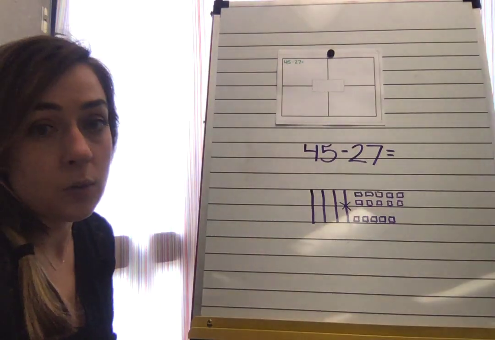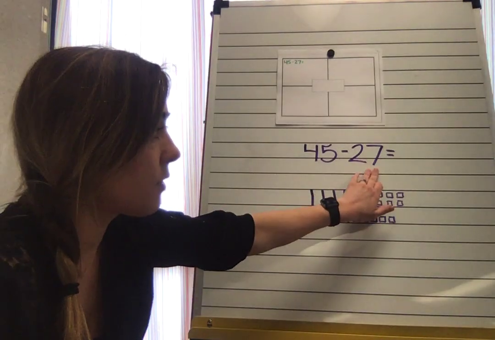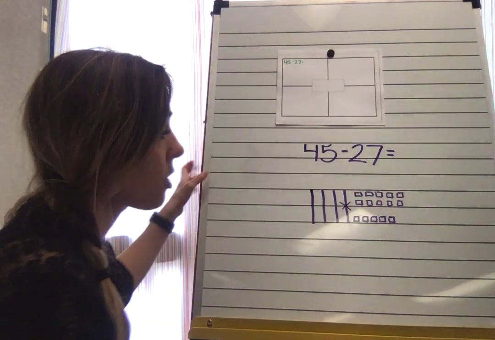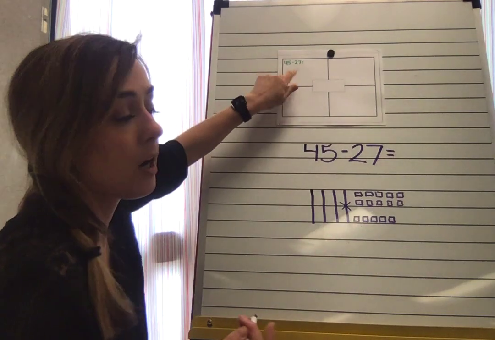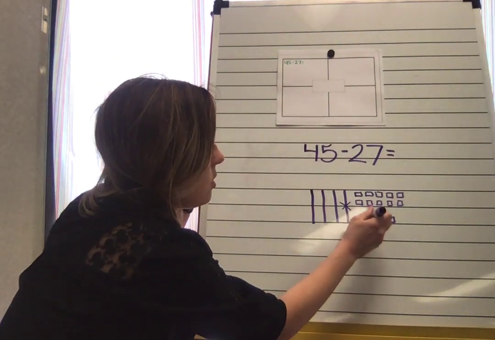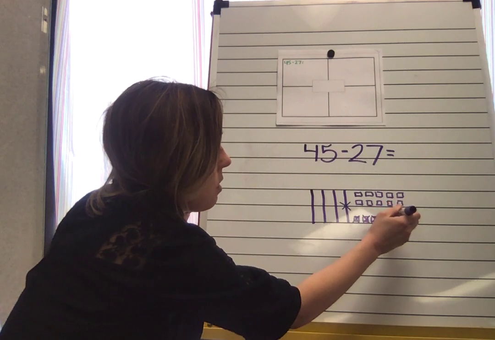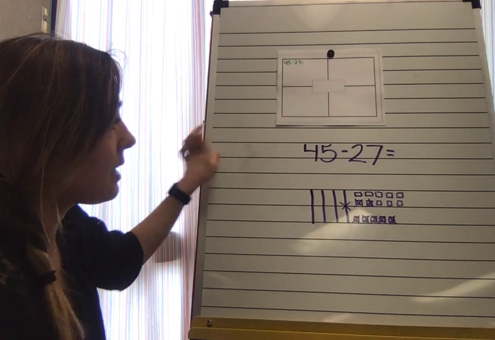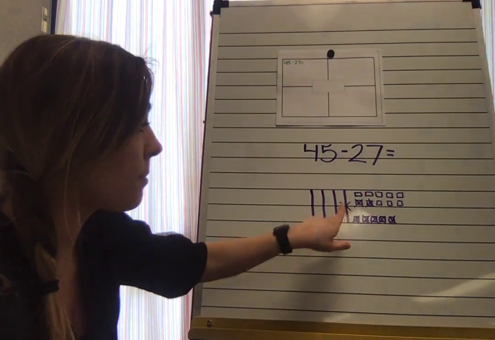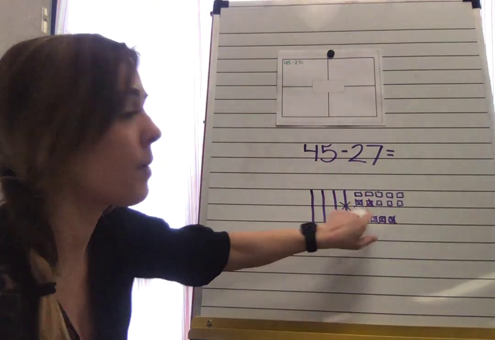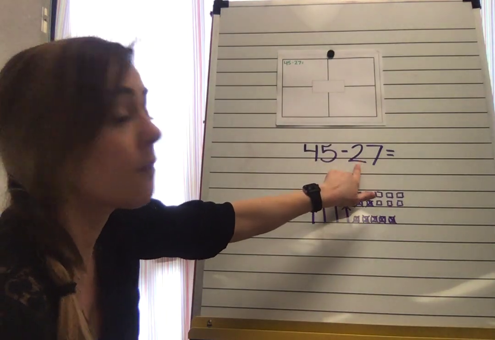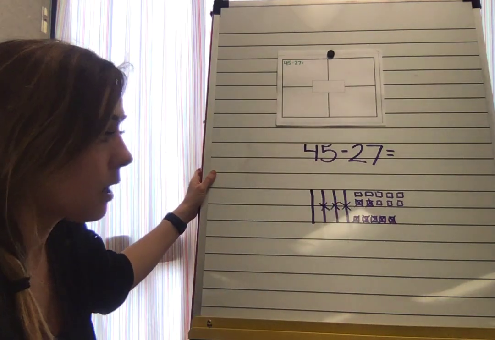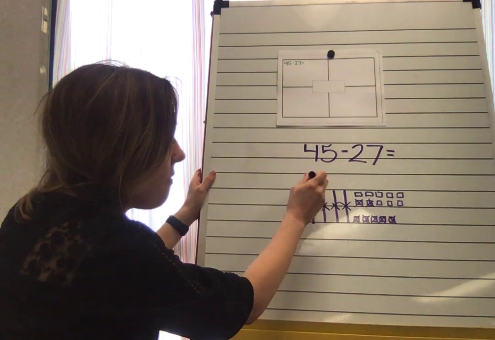So it doesn't matter which one you cross off first, whether you cross off your 1s or your 10s, but you need to do both. So I'm going to go ahead and just start with my 1s. I'm going to cross off 7, and you're going to do this too on your sheet. 1, 2, 3, 4, 5, 6, 7. All right, now I need to cross off my 2 groups of 10. Now remember, this one doesn't count because this is the one that we broke apart. So I'm going to cross off 2 more groups of 10. 1, 2.